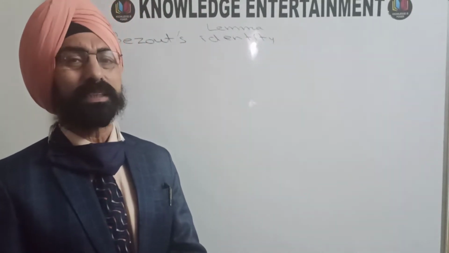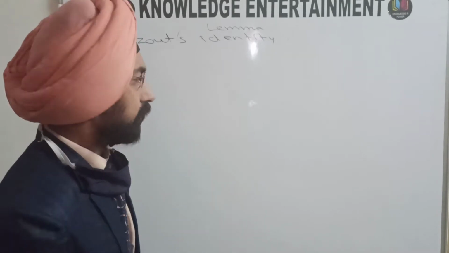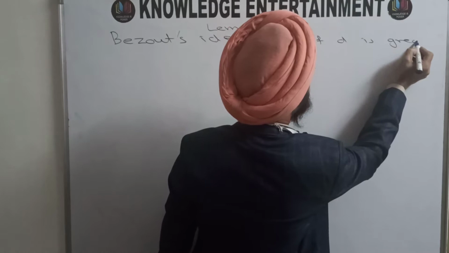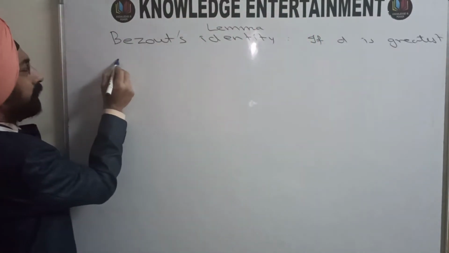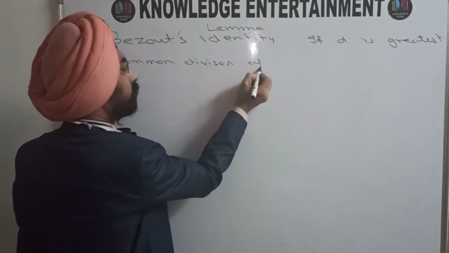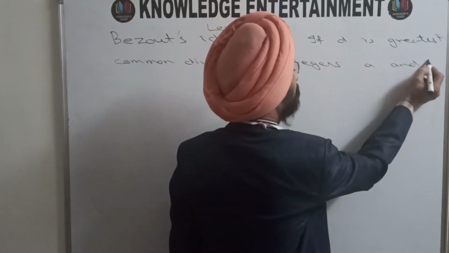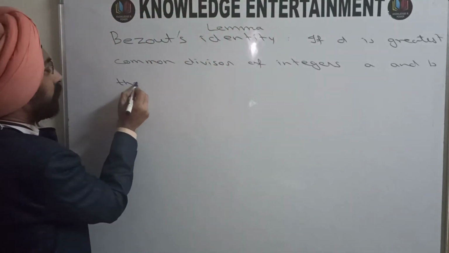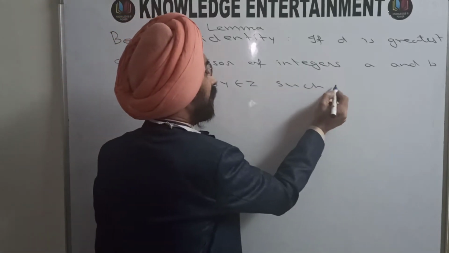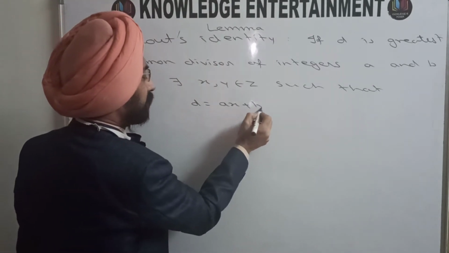if D is the greatest common divisor of A and B, then it can always be expressed as a linear combination of A and B. So you can say that if D is the greatest common divisor of integers A and B, then there exist integers x and y such that D can be expressed as ax plus by.